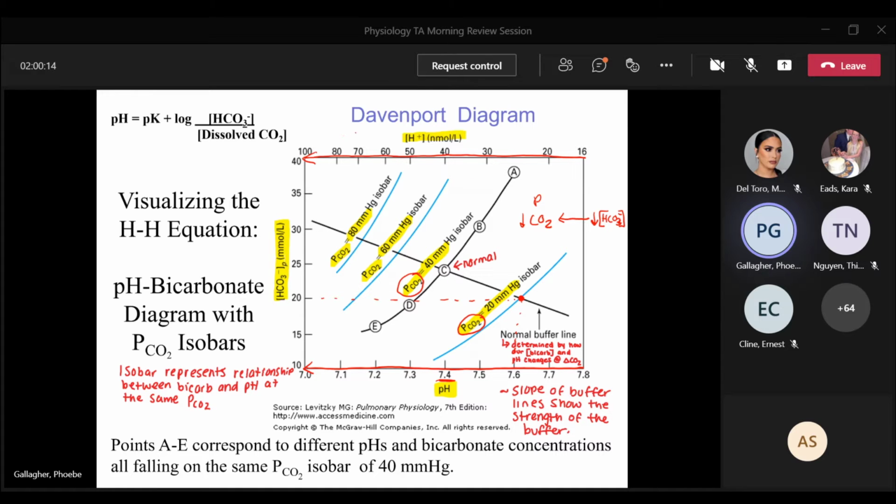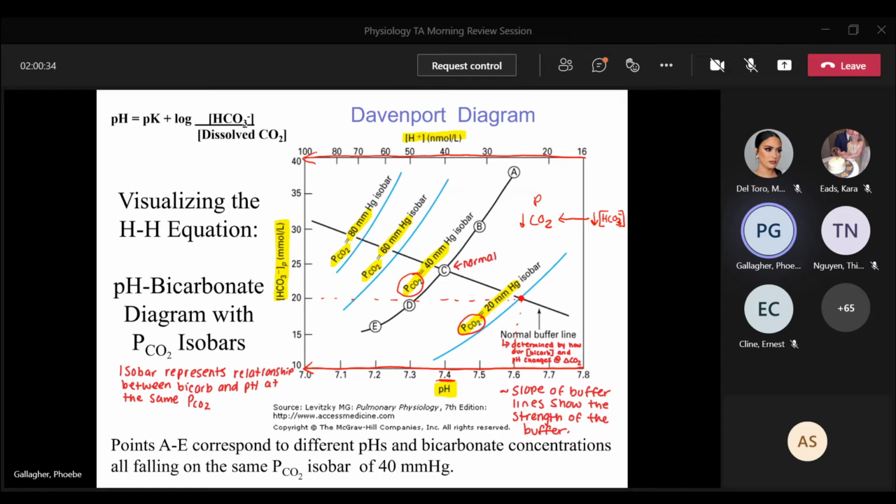So this Davenport diagram is showing you your blood pH before renal or lung compensation. So you're just really taking the buffer into consideration here. So that's why your bicarb would decrease as well under these conditions.